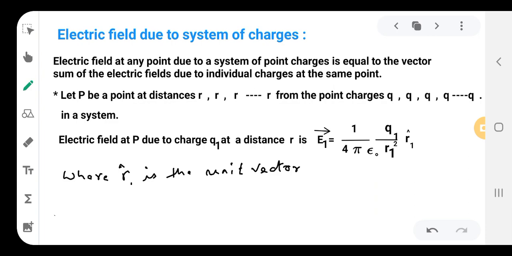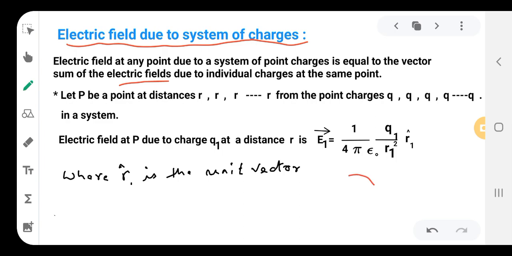Now we will see the electric field due to a system of charges. Now we have seen it for the individual charge, and now we will see the system of charges. Similarly, like force, we have seen the force between two charges, and also the superposition principle due to n number of charges. Here also, similarly, the superposition principle is applied to n number of charges. The electric field at any point due to a system of point charges is equal to the vector sum of the electric fields due to individual charges at that point.